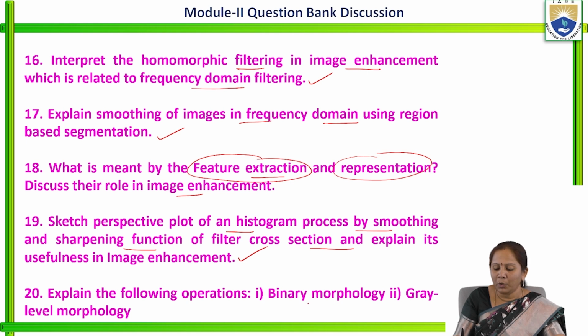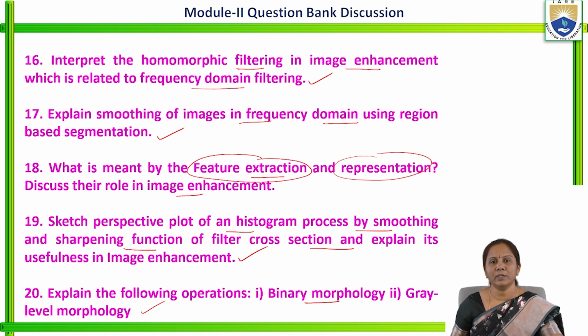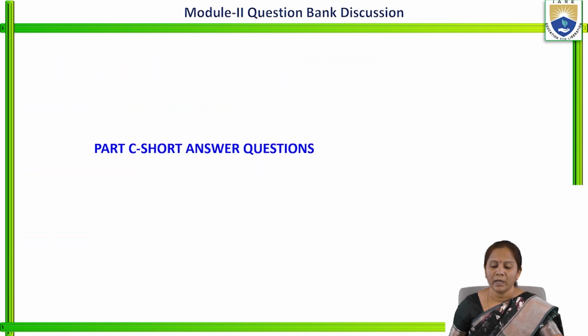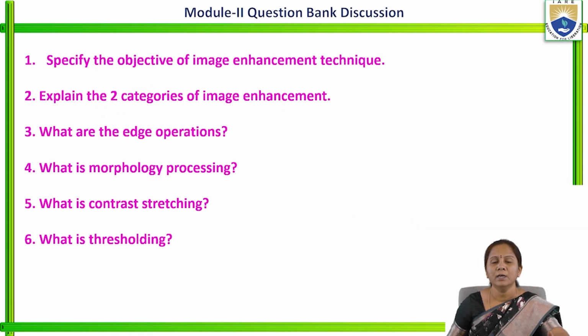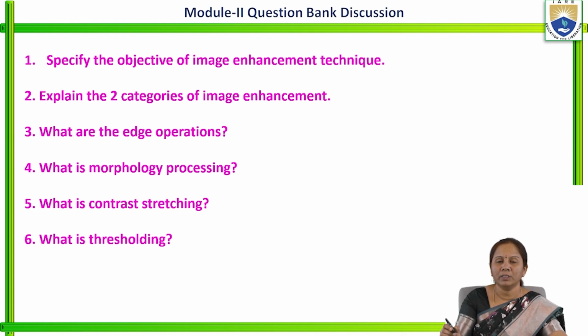And next one about binary morphology and gray level morphology. So all these are some of the theory questions that we can expect from module 1. And coming to the short answer questions, it will be like definitions and the important terms that will be used in module 1.